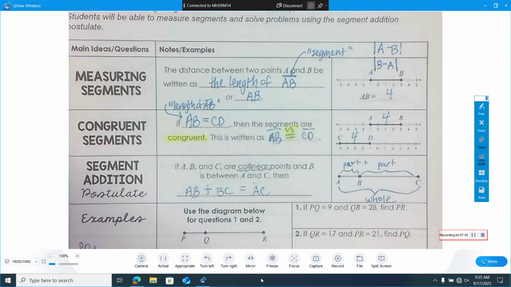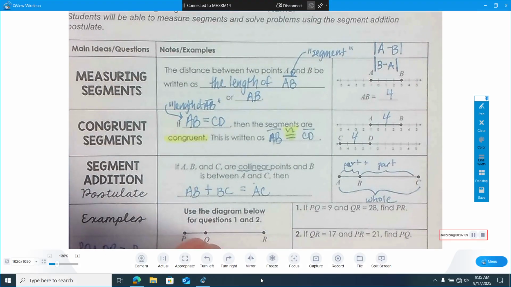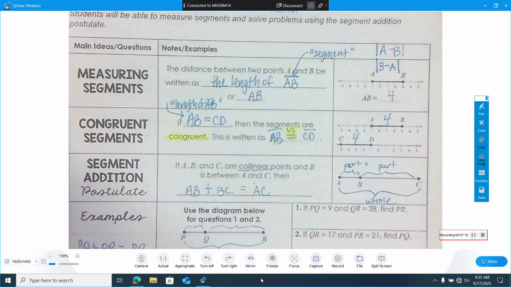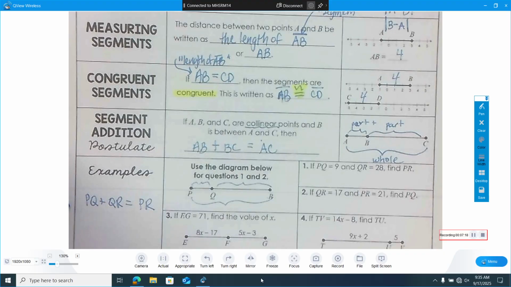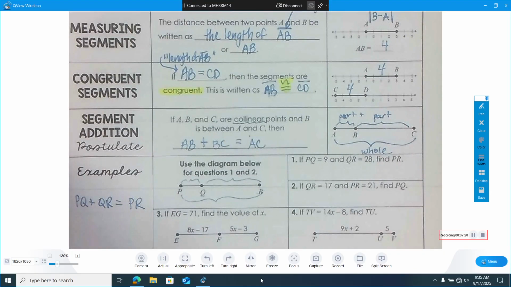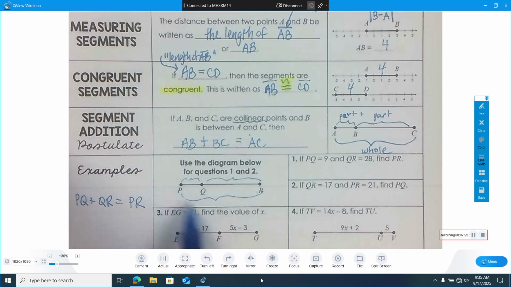PQ plus QR is equal to PR. Very good. Little piece plus little piece equals the whole thing. Okay? Oh, you can't really see that. There you go. Sorry about that. So little piece plus little piece equals the whole thing.